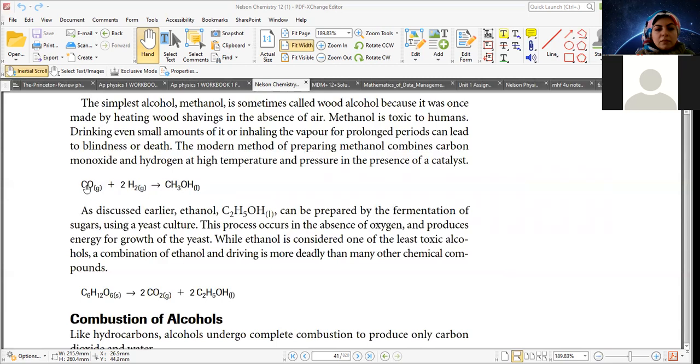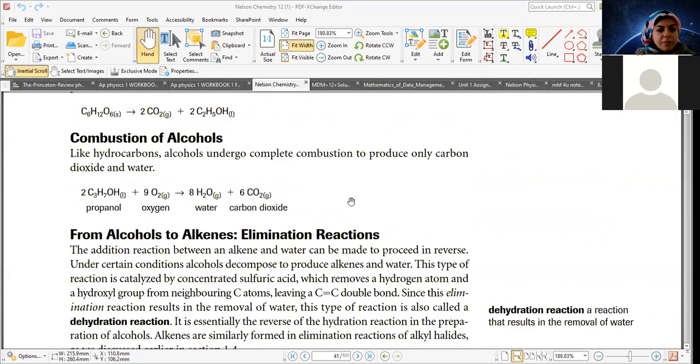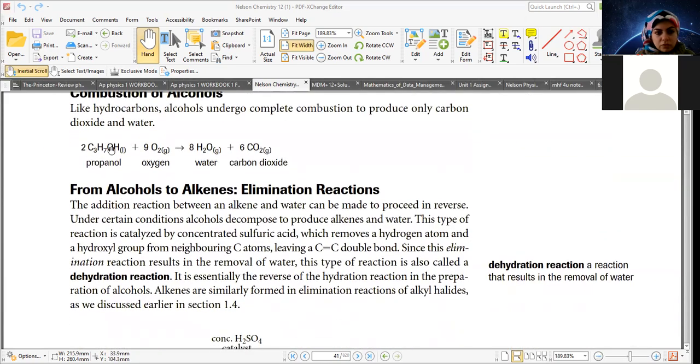You know that CO plus 2H2, the H will attach to that. It's going to be CH3OH. It's the decomposition of that one. I'm not very strict about these two, just knowing this type of reaction is important. Combustion of alcohol: any hydrocarbon burning in oxygen will give you both water and carbon dioxide if the reaction is complete combustion.